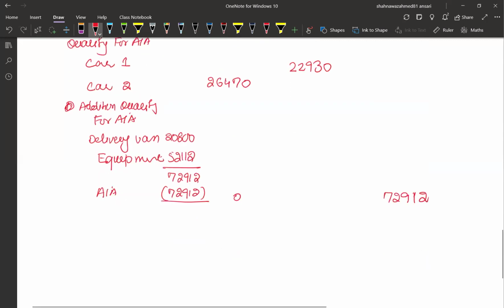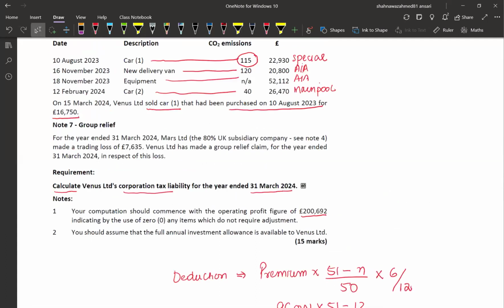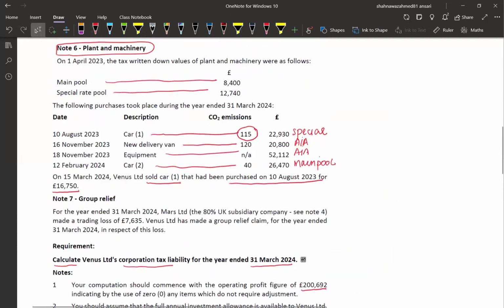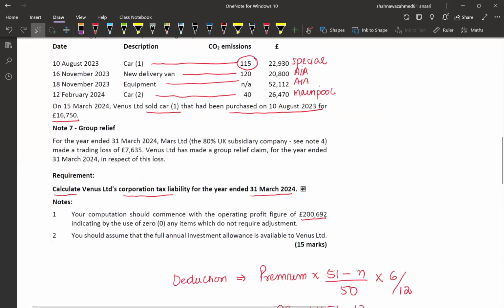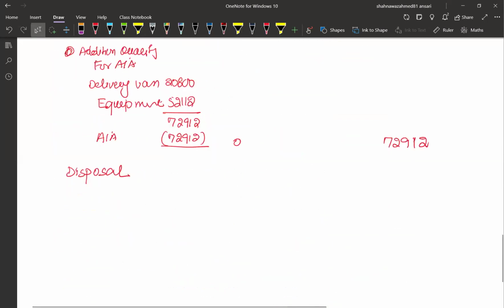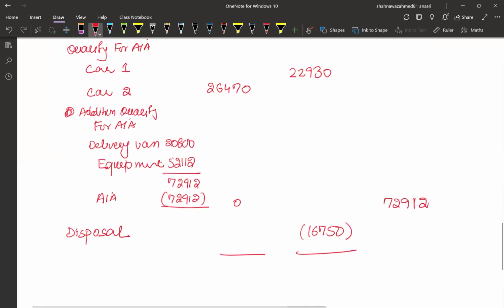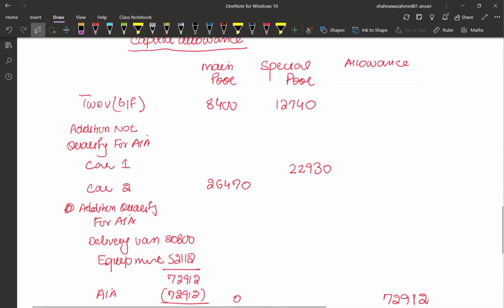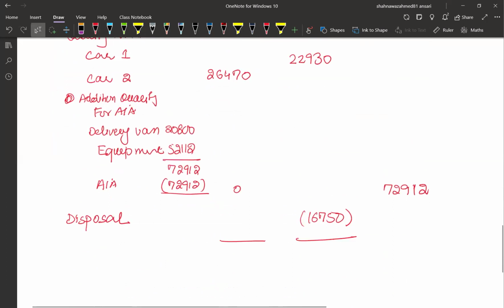And now we have one disposal, of a motor car. For the motor car disposal, we have to take the disposal proceeds, which is the lower of the sale proceeds and the cost. The disposal proceeds are 16,750, and car 1 was purchased at 22,930. So 16,750 is the lower value. Now after this, we have to compile the figure: 8,400 plus 26,470.